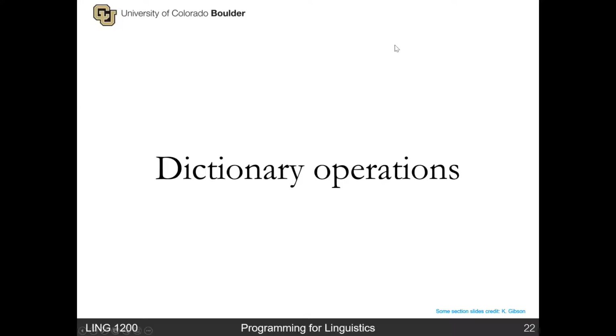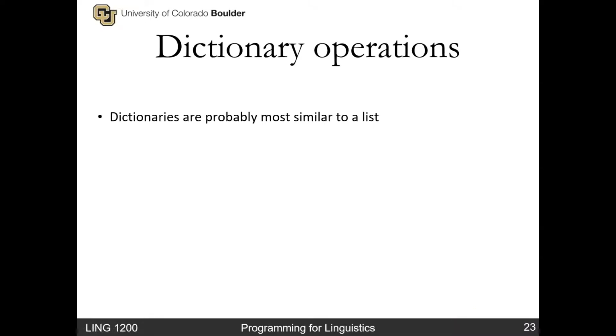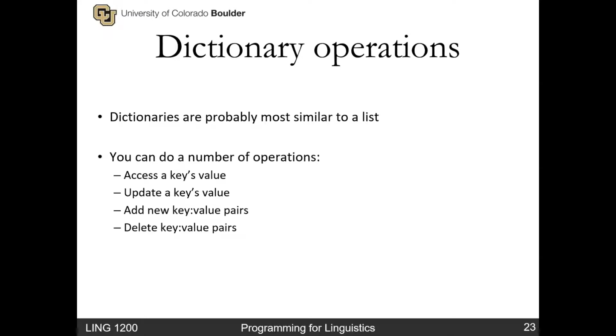Let's look at some of the operations we can do with dictionaries. Dictionaries are probably, of all the data structures, the most similar to lists in their operations. And we can do a number of operations with dictionaries. We can access the key's value, just like we can access an item in a list. We can update the key's value, just like we can update an item in a list. And we can add new key value pairs, and we can delete key value pairs.